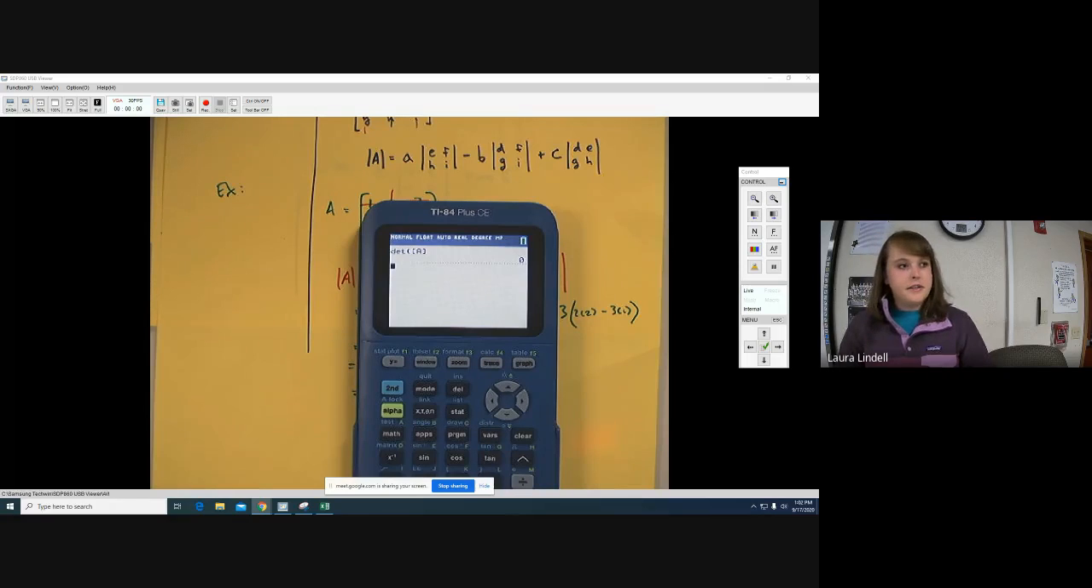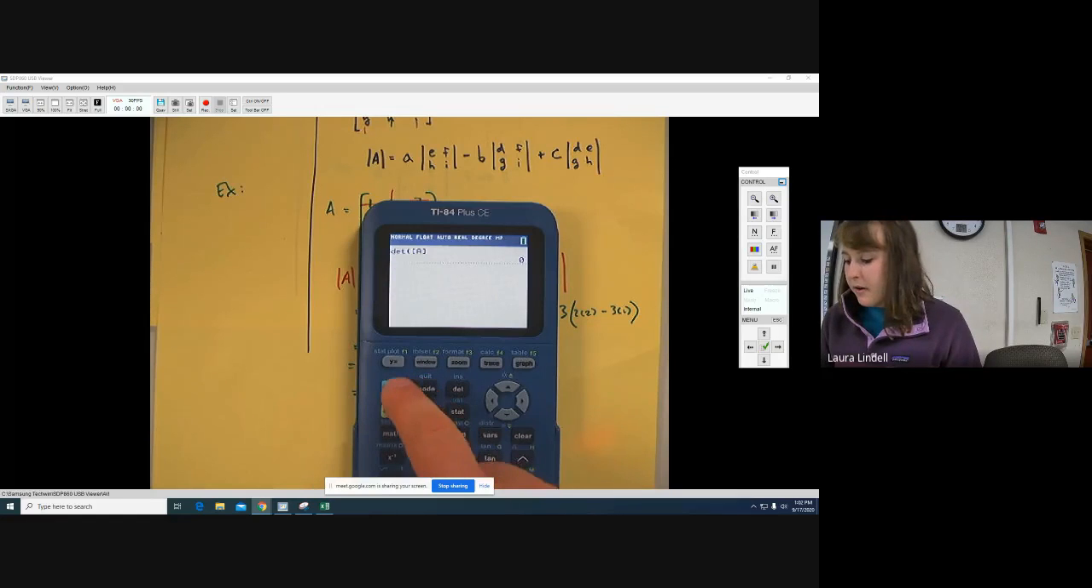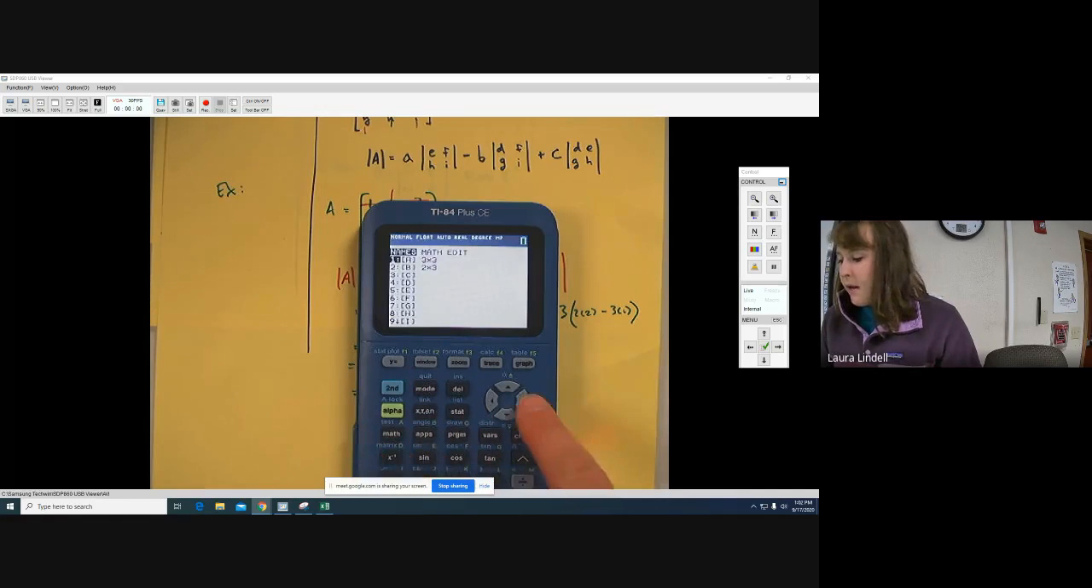Right, can't inverse it. It is singular. It's all by itself. Yep, okay. So if my determinant is 0, my matrix is singular. So to go and do inverses now, I'm going to change my matrix to make it something that's invertible. So second matrix, we're going to edit that.